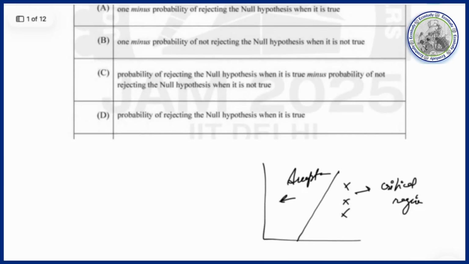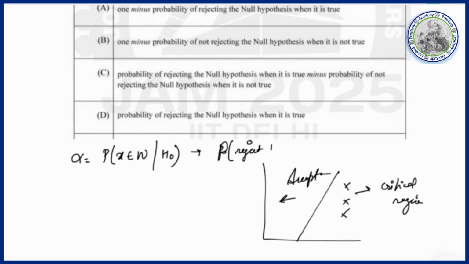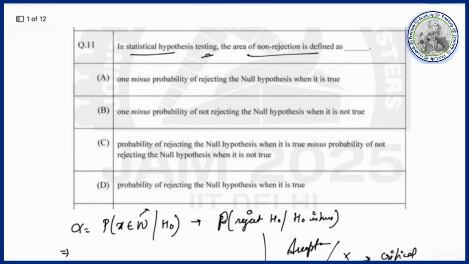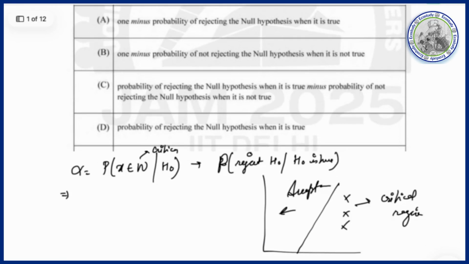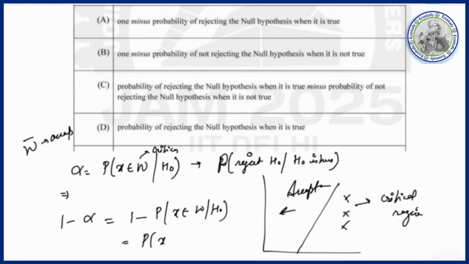What is alpha? Alpha is the probability x belongs to the critical region given H naught, meaning the probability of rejecting H naught when H naught is true. And what we have to find is the non-rejection region. Non-rejection means the complement, which we know as the acceptance region. How will you find it? 1 minus alpha, because 1 minus the probability x belongs to critical region given H naught is the probability x belongs to acceptance region given H naught.